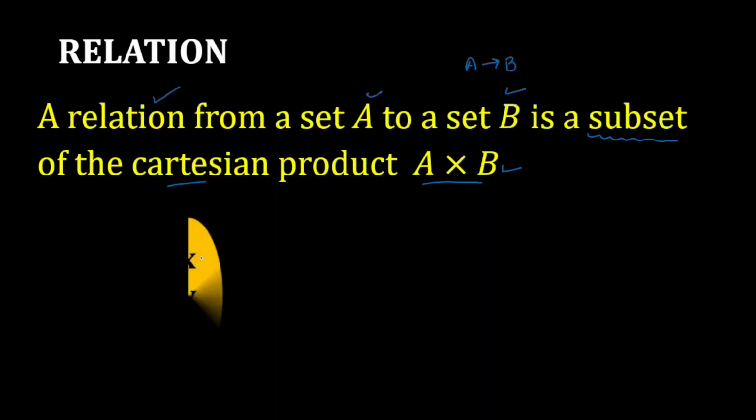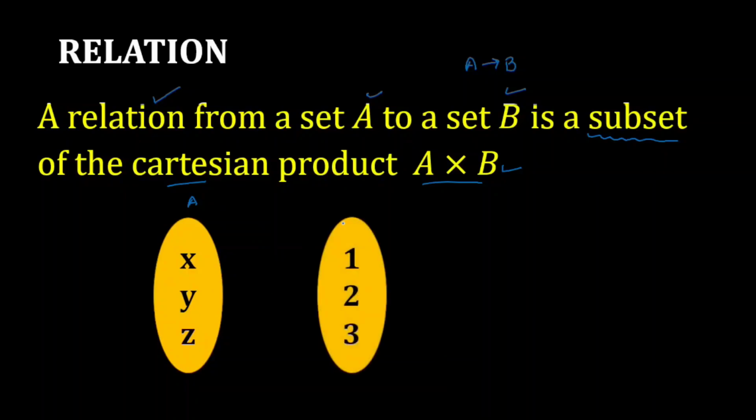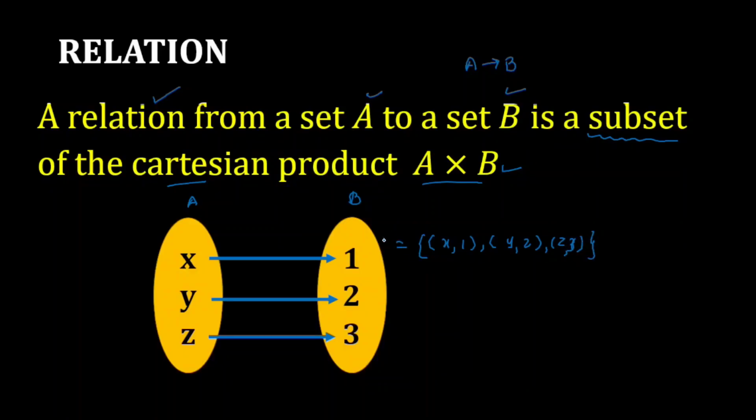Let us see by using the diagram. Let us take a set A and we'll take this as set B. Now x is related to 1, y is related to 2, and z is related to 3. So what will the ordered pairs be? x comma 1, y comma 2, and z comma 3. So this is your A cross B. This is your relation.